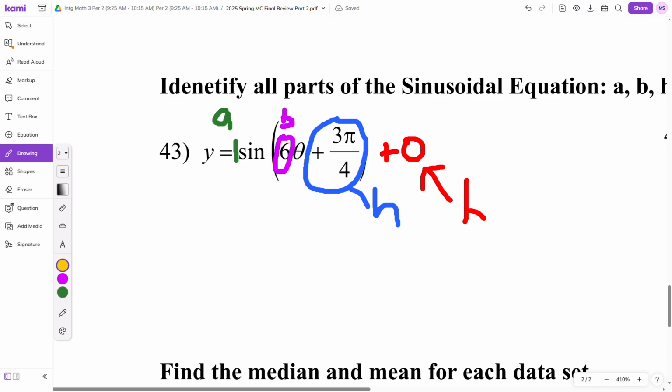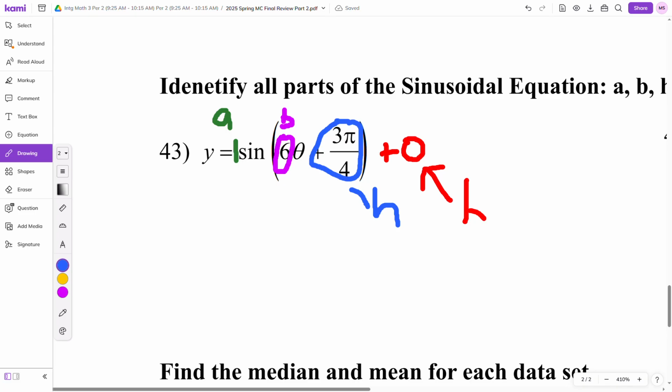As you can see, A is simply the coefficient in front. I'm just saying A is 1. There's nothing written there, but I put it as 1, because that's the value there. And then B is 6, the stuff inside the parentheses. It got covered up here, so let me try to redo that. This is your H. H just shifts it left and right.